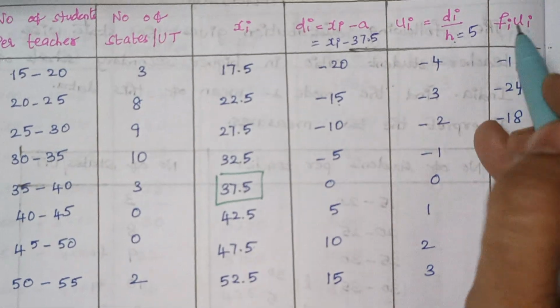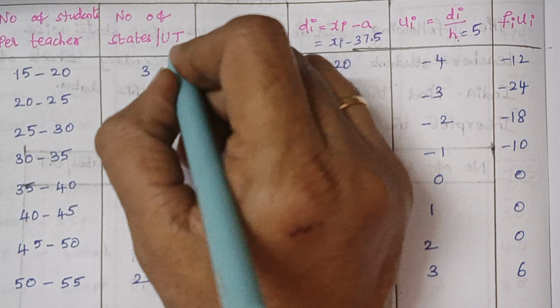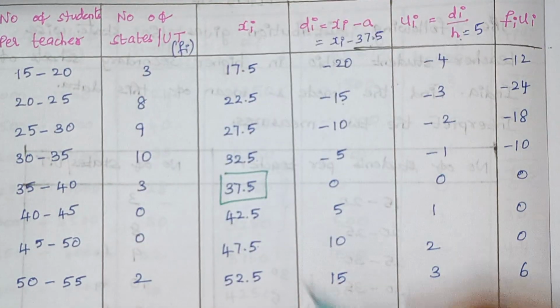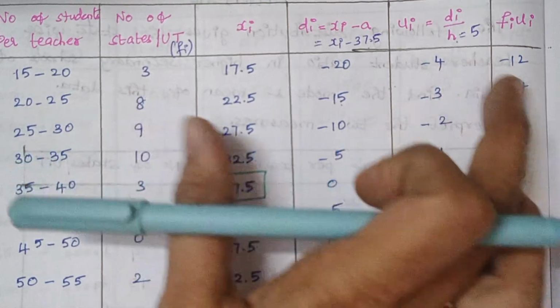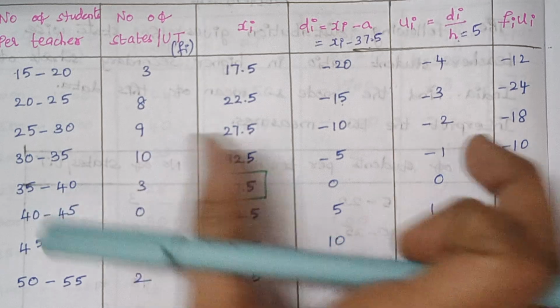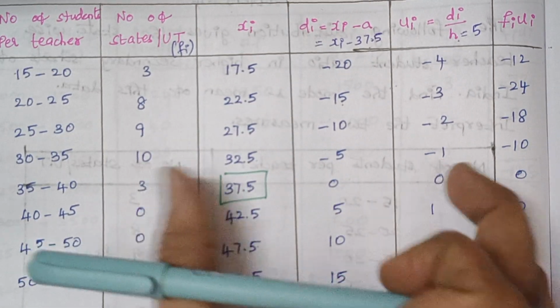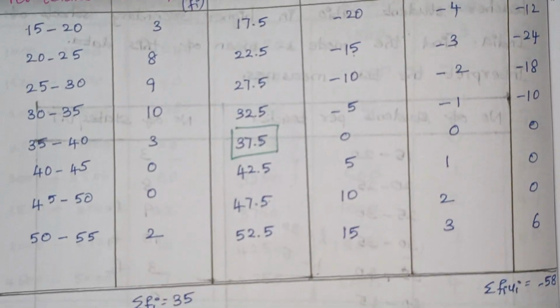So the next thing is we have to find fi ui. So here this is our value of fi, and this is our ui. So just you have to multiply. So 3 into minus 4 is minus 12. Again 8 into minus 3 is minus 24. 9 into minus 2 is minus 18. 10 into minus 1 is minus 10. Right. Likewise you just fill the entire column.